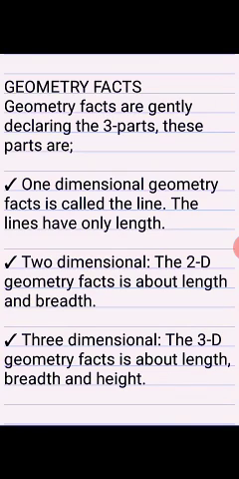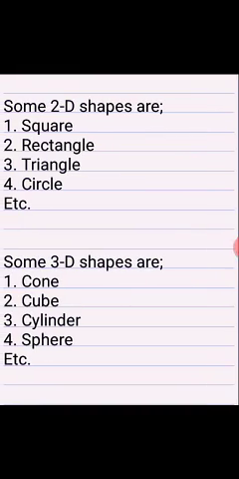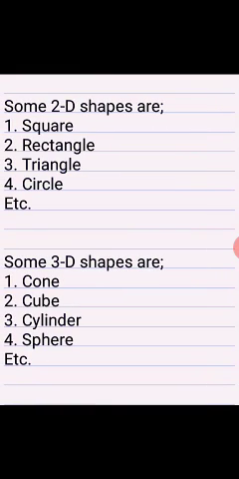So we move on. The last thing we discussed that day was that some of the two-dimensional shapes we have are square, rectangle, triangle, and circle. Then for the three-dimensional shapes we have cone, cube, cylinder, and sphere.